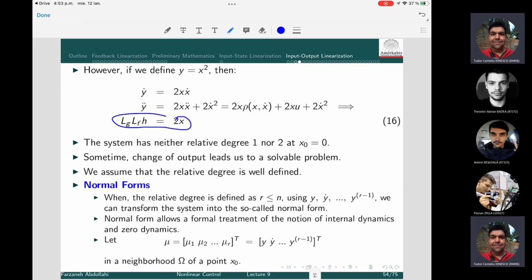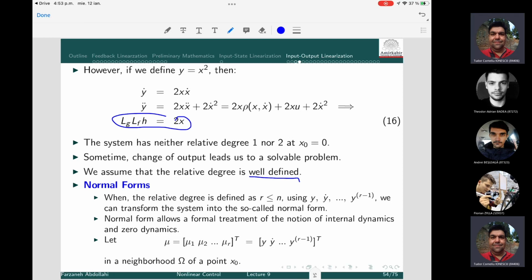Sometimes a change of the output is needed. When this happens, because for x equal to 0 they're all 0, you have to change the output to get the relative degree to be well defined. So this is very easy. You change the output, you measure something else.